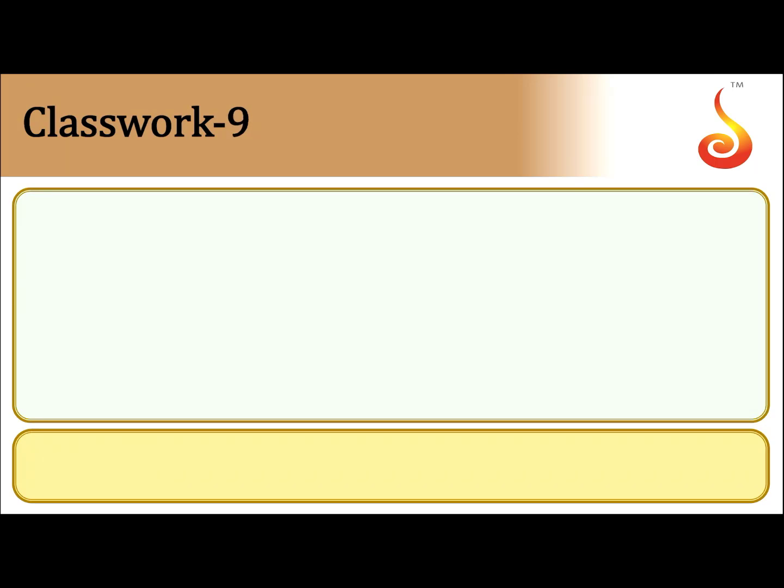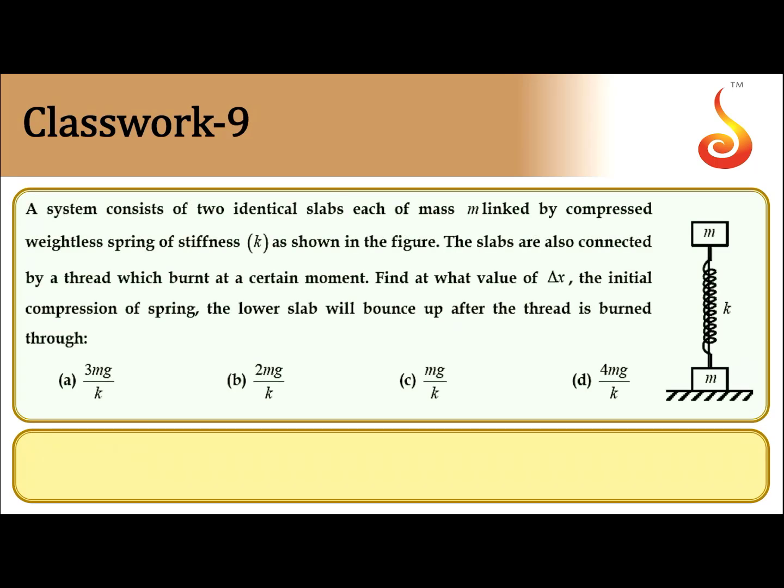Question number 9. A system consists of two identical slabs, each of mass m, linked by a compressed weightless spring of stiffness K as shown. The slabs are also connected by a thread which is burnt at a certain moment. Find at what value of delta x, the initial compression of the spring, the lower slab will bounce up after the thread is burnt through.